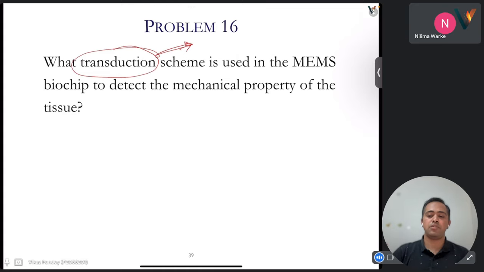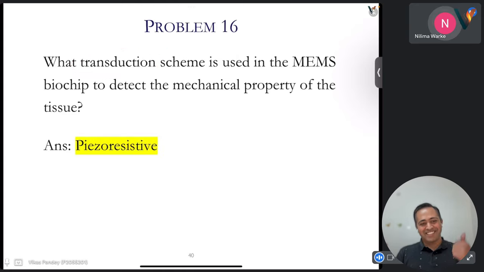Mm-hmm. And what happens in the case of piezoresistive? The answer is piezoresistive. In the case of a piezoresistor, you can think of a force being applied. When we are talking about elasticity, we are talking about when some force is applied. R is equal to rho L by A. Yes, so such a device is where we want to check the elasticity.